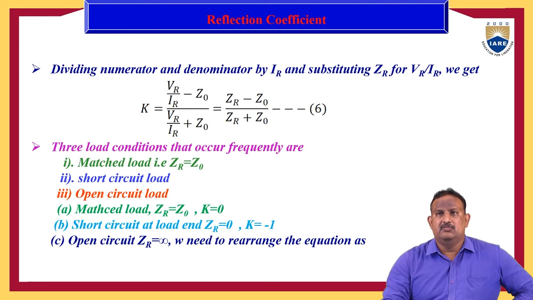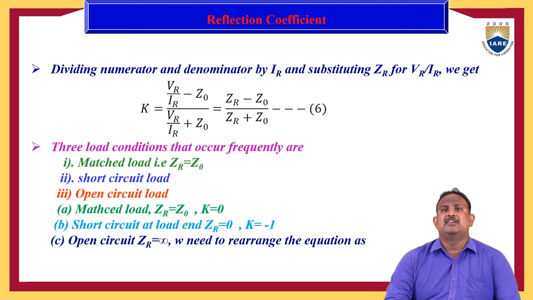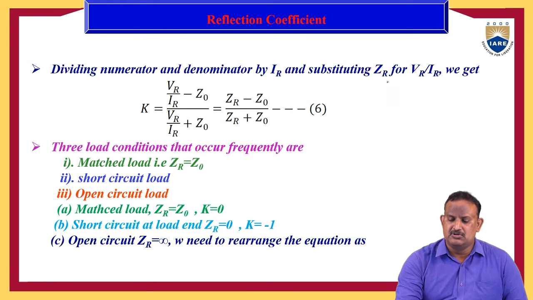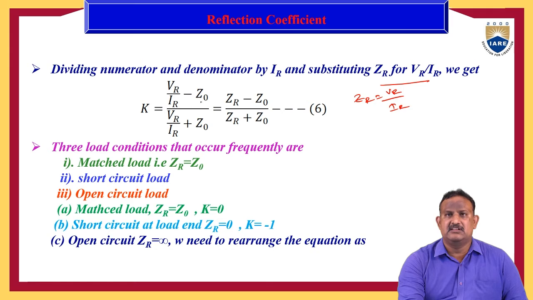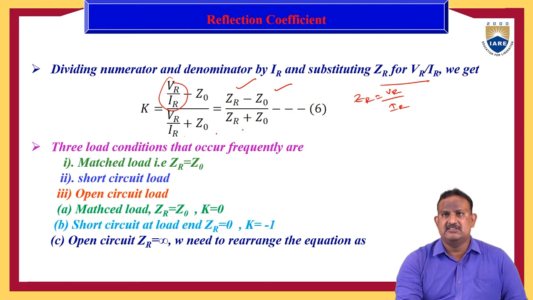Then you can simplify the equation again. Divide the numerator and denominator by IR, and we can substitute ZR equal to VR by IR. Then the equation can be modified as VR by IR minus Z naught by VR by IR plus Z naught. Substituting VR by IR equal to ZR, we have K equal to ZR minus Z naught by ZR plus Z naught.